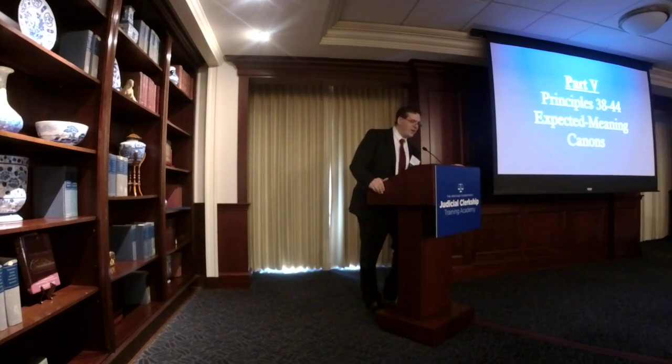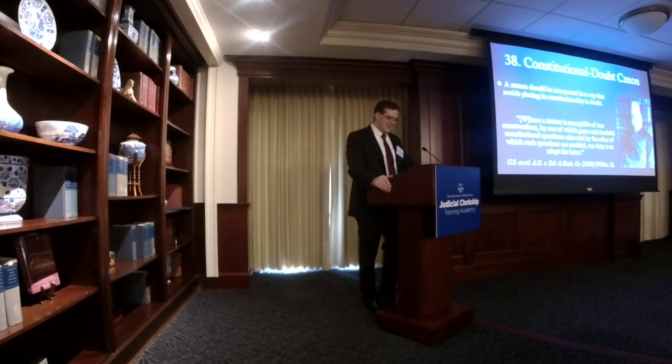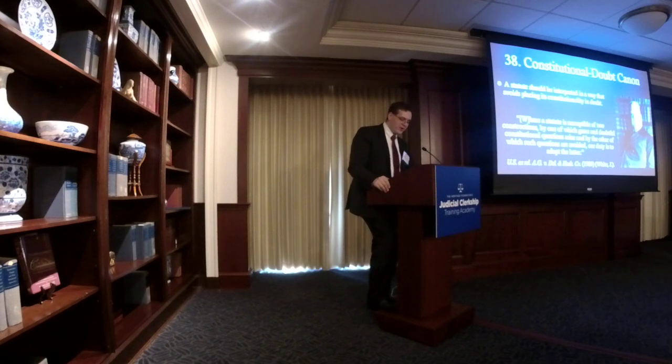The first one applies to canons 38 through 44, what are called the expected meaning canons. These are about the meaning of text, and usually constitutional text. Number 38 is what's called the constitutional doubt canon, which I am certain you're all familiar with. This is the one people always know. And it goes like this: a statute should be interpreted in a way that avoids placing its constitutionality in doubt. It extends also where a reading might even raise a question about its constitutionality.